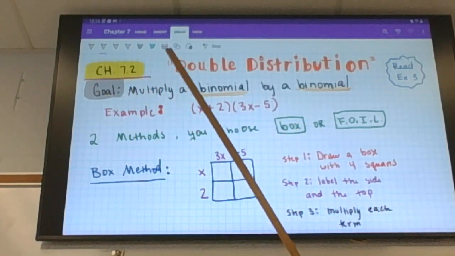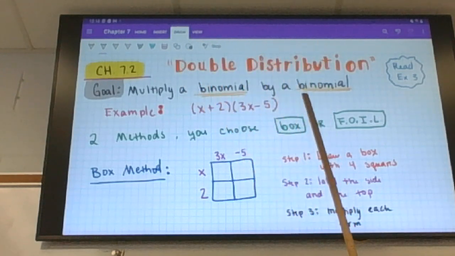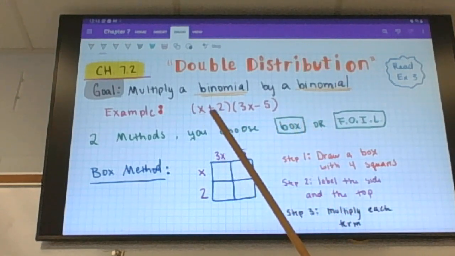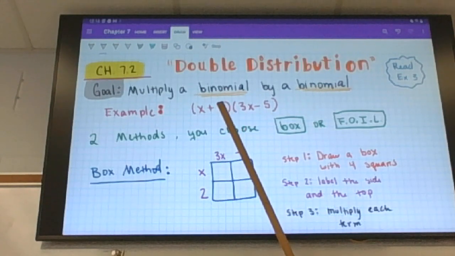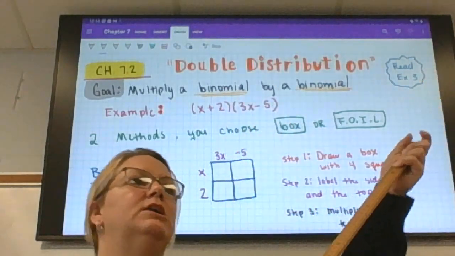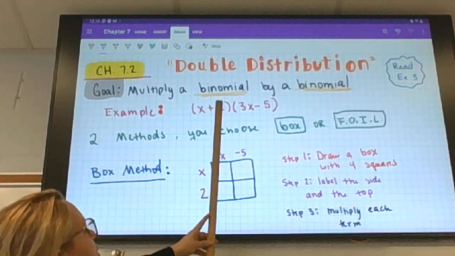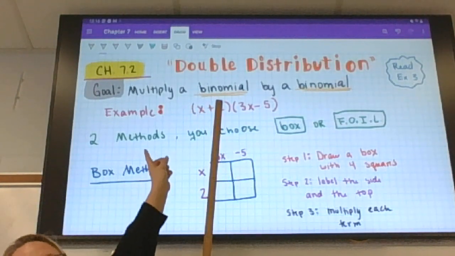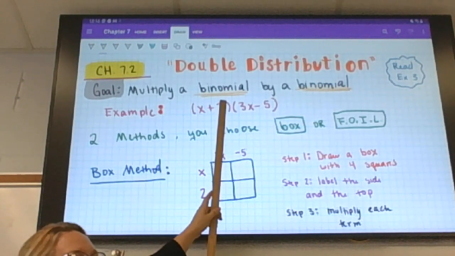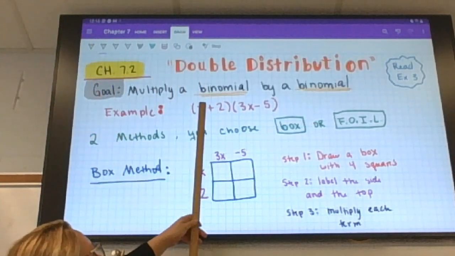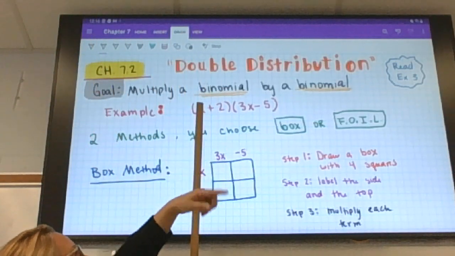Our goal today is to multiply a binomial by a binomial. So 2 terms times 2 terms. So for instance, x plus 2 times 3x minus 5. They make us teach this so many different ways, but truly, if I take my meter stick and I cover the 2, first I distribute the x to the second set of parentheses, right? And then I take my meter stick and I cover the x, and I distribute the 2 through the parentheses.